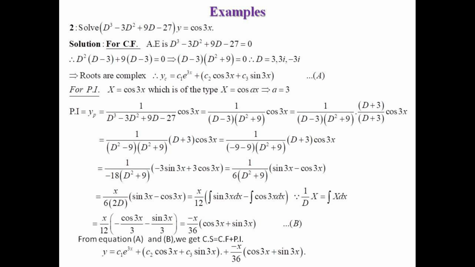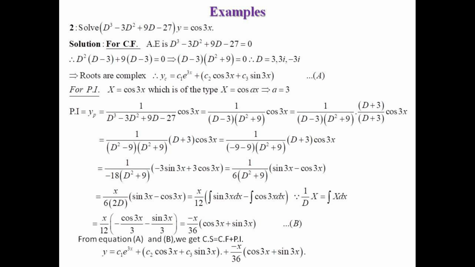Then we know that whenever a single 1 upon d term is available in the denominator, its meaning is integration of x dx. So if we apply this formula, then we get x upon 12, then integration of sin of 3x dx minus integration of cos of 3x dx. So if we take the integration of sin of 3x and cos of 3x, then we get the value of the particular integral as minus x upon 36 into cos of 3x plus sin of 3x. So this is equation B. In this way we can easily find the value of the particular integral.